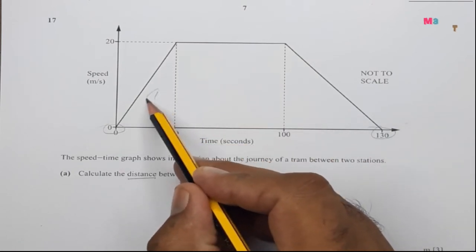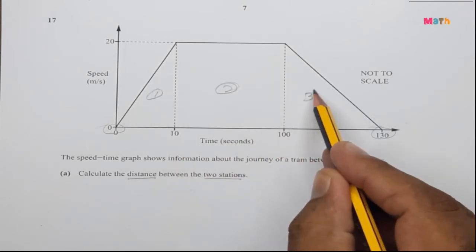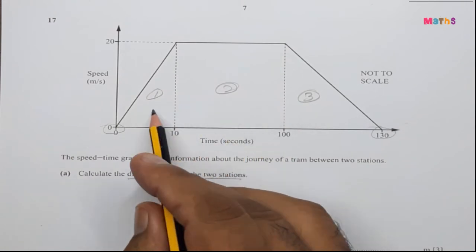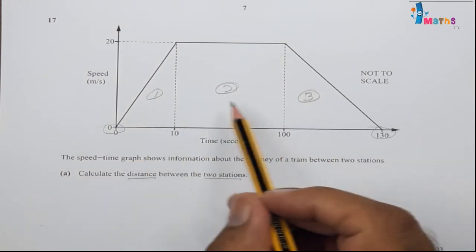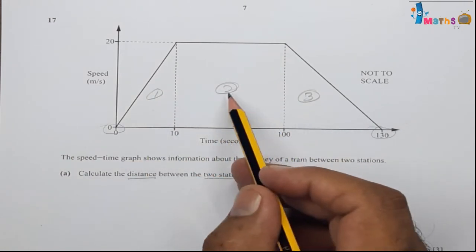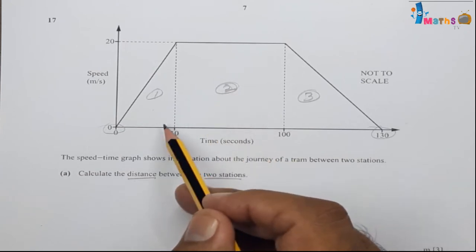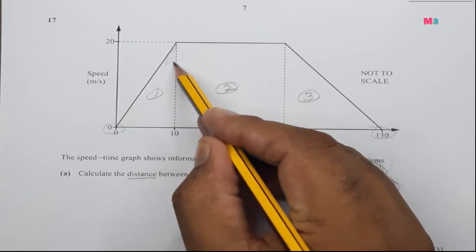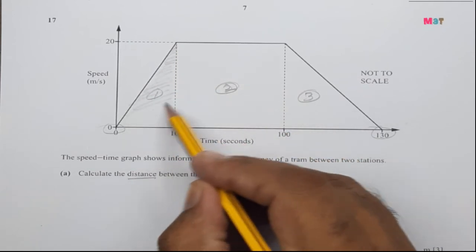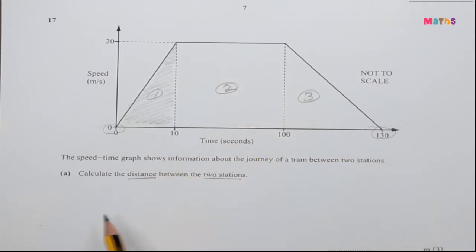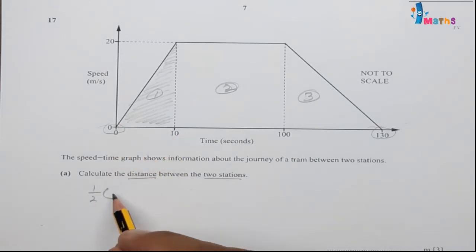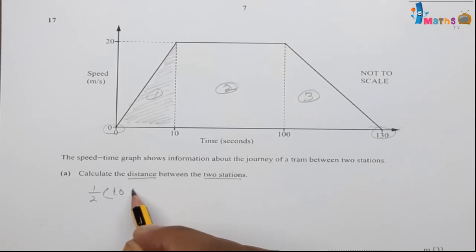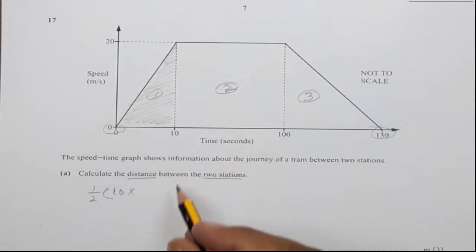We can split it into 1, 2 and 3 shapes. These two, 1 and 3, are the triangles, and the second shape, number 2, is a rectangle. So we'll find the area of this triangle first. You know, the area of a triangle is half into base into height. Base is 10, so base into height, which is 20.